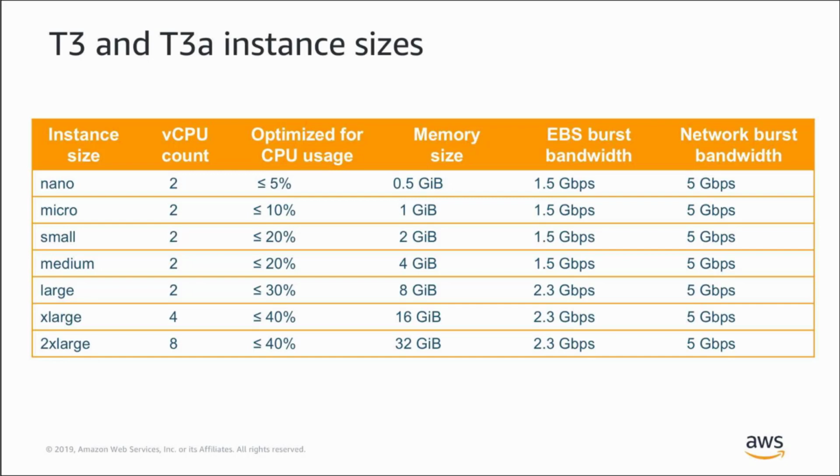Now, these go all the way up to 8 vCPUs with our 2x large size and a memory size of 32 gigabytes. And you can see the EBS burst bandwidth and the network burst bandwidth. The network burst bandwidth is 5 gigs across the board, but the EBS burst bandwidth can go from 1.5 to 2.3 on the larger sizes.